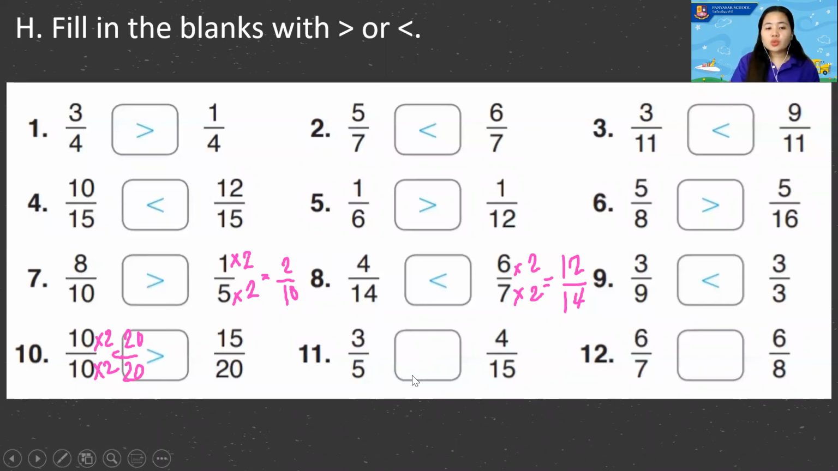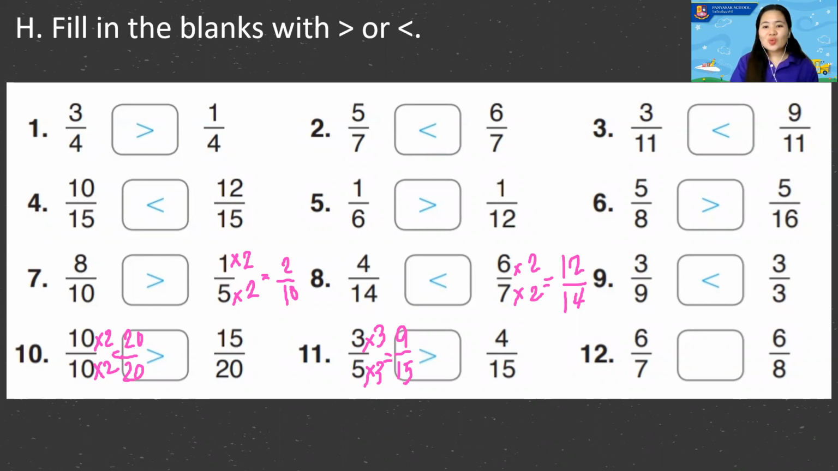How about number 11? Number 11, we have 3/5 and 4/15. What can you multiply to 5 to make it 15? That is 3. Very good. So 3 times 3, the answer is 9. 5 times 3, the answer is 15. So which one is bigger, 9 or 4? Okay, so that is 9.